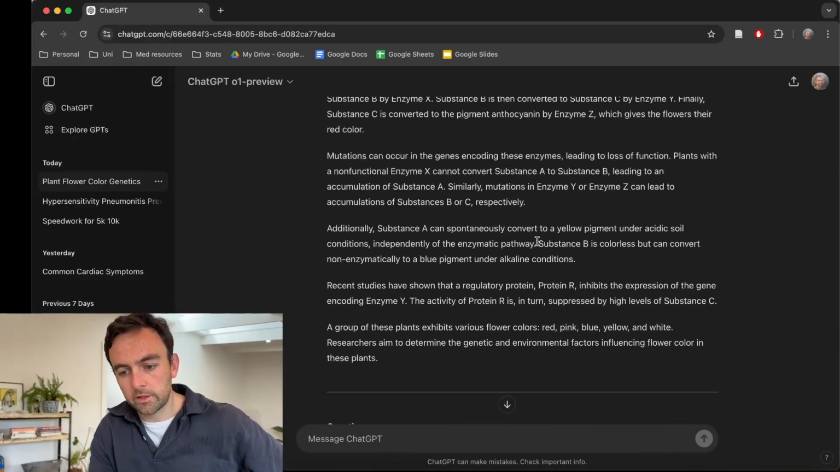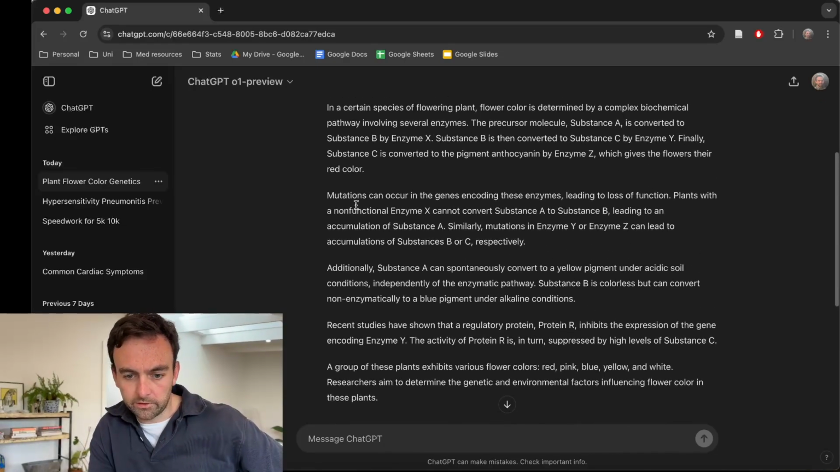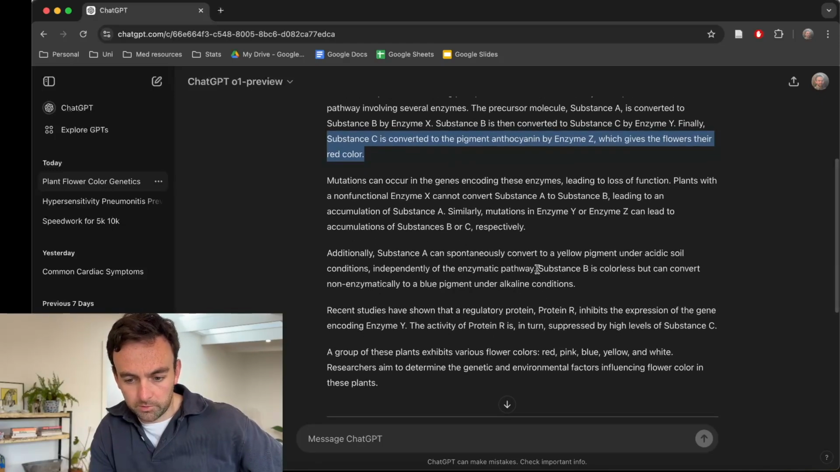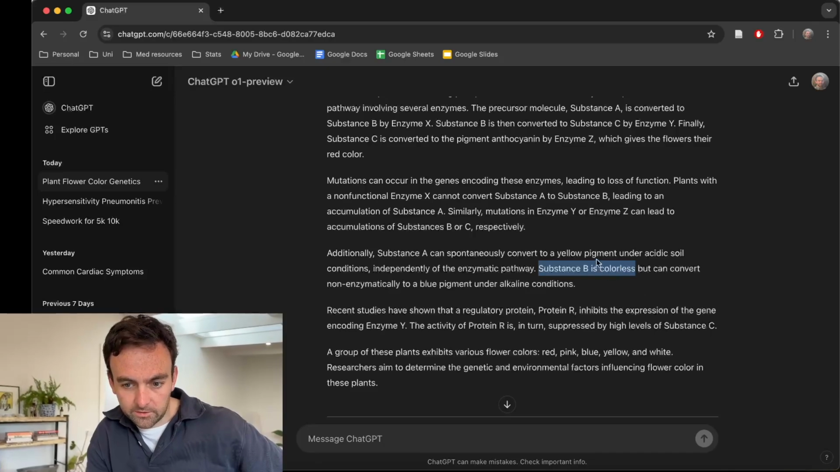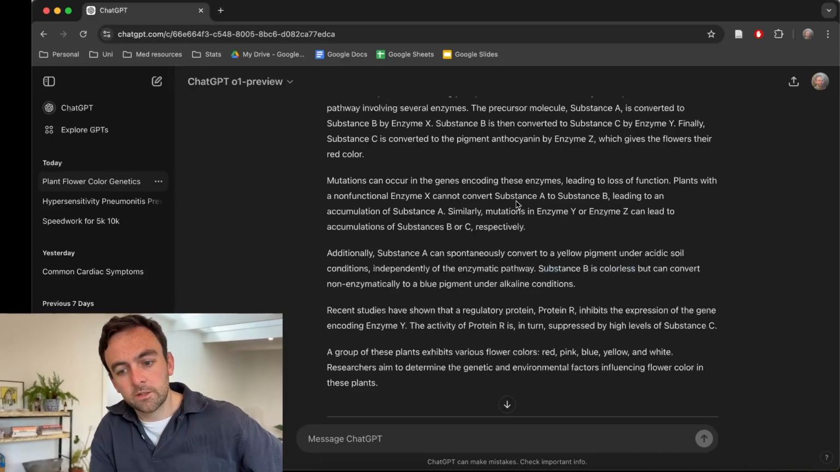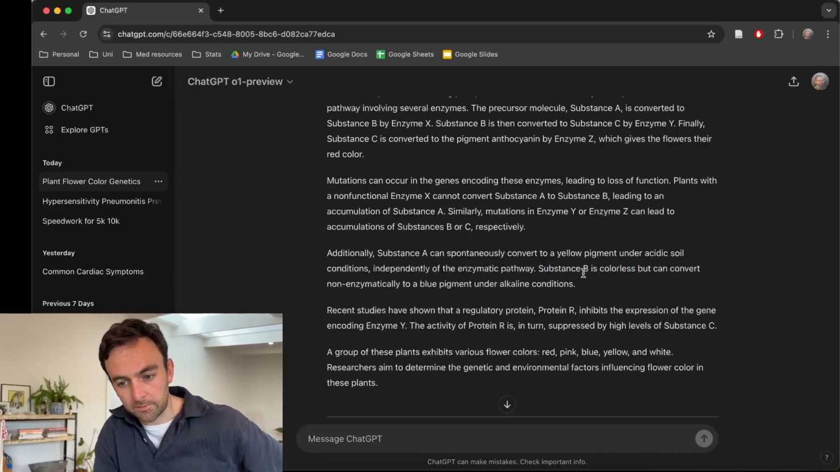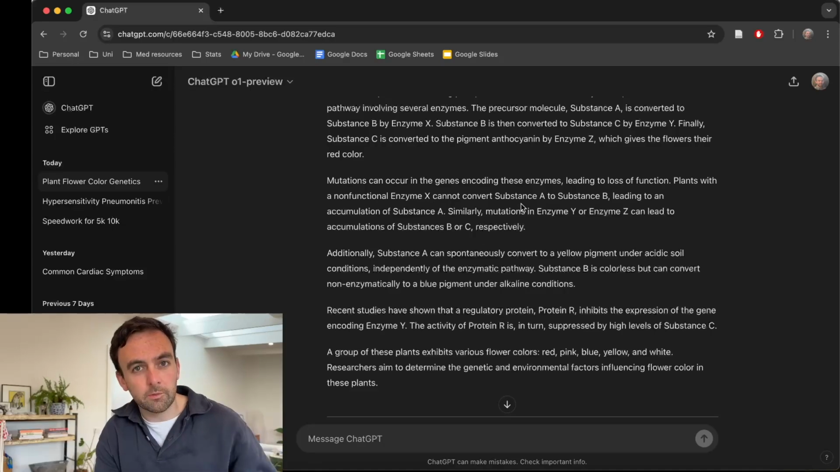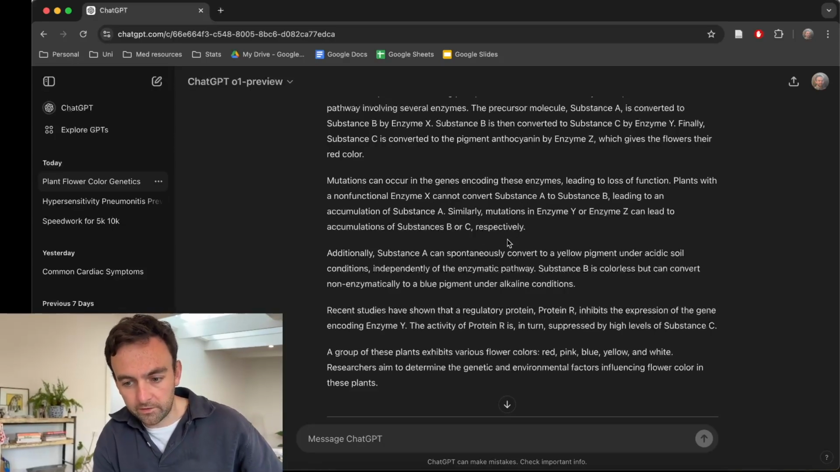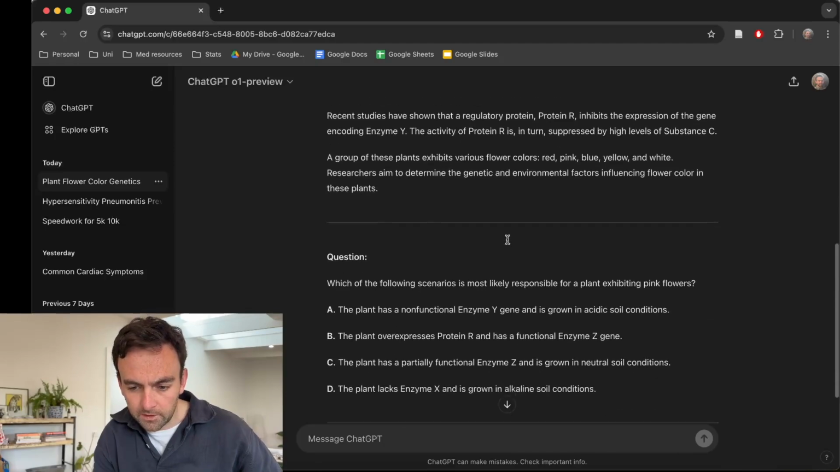So the thing that I'm drawing to here is that we have a red color. So what's going to make that turn pink realistically? What I'm drawn to is this substance B, which is colorless. So I think if you had some amount of the colorless substance and some amount of the red substance, which is anthocyanin, that would probably give us a pink flower.